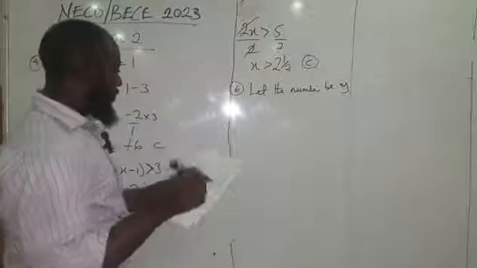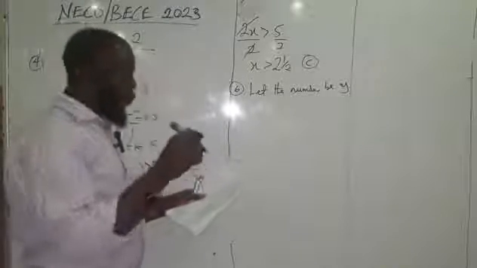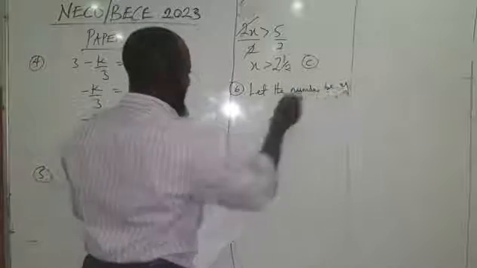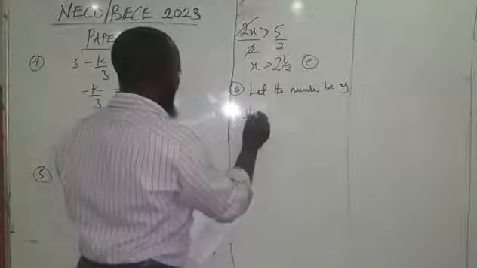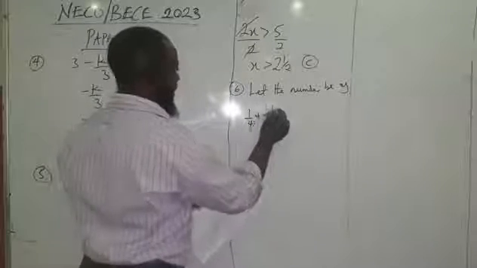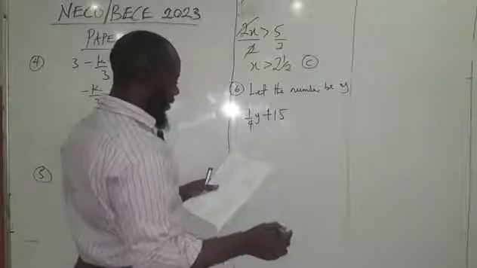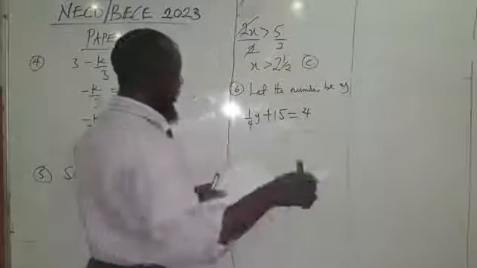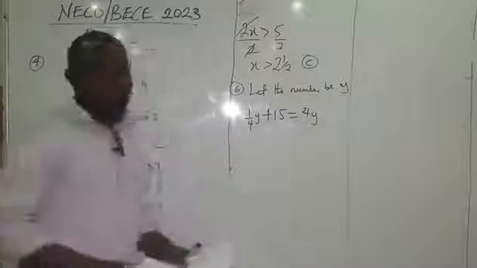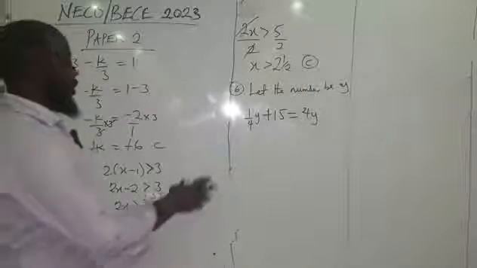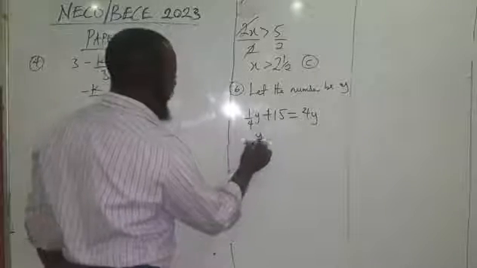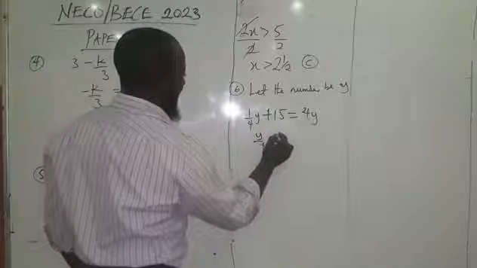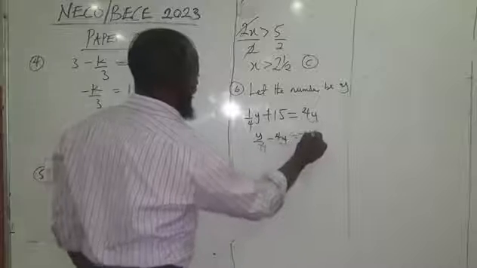So when 15 is added to 1/4 of a number, that is 1/4 of y, 15 is added to that, plus 15. The result is equal to 4 times the number, 4 times y. That is the simple interpretation of this. So this will be y over 4, right? Then we bring this to this side: minus 4y equals minus 15.